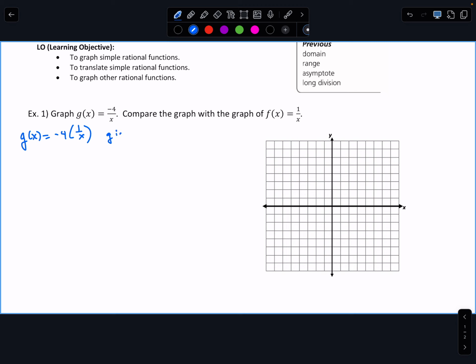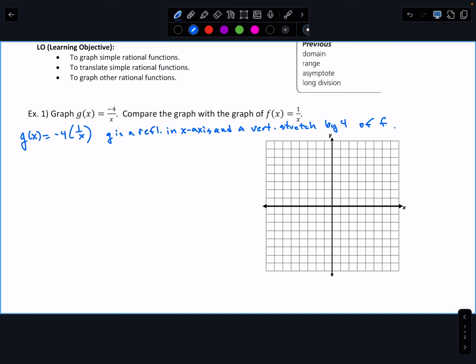So g is a reflection in the x-axis and a vertical stretch by 4 of the function f. That's what it is. G is a reflection in the x-axis and a vertical stretch by 4 of f. That's what is needed for that description.